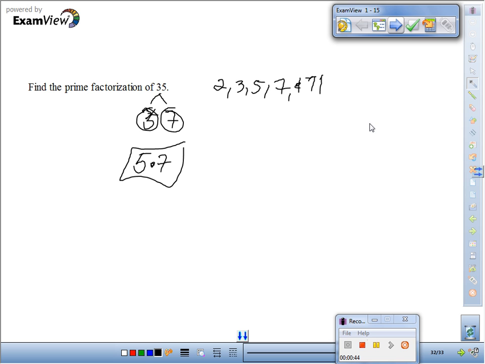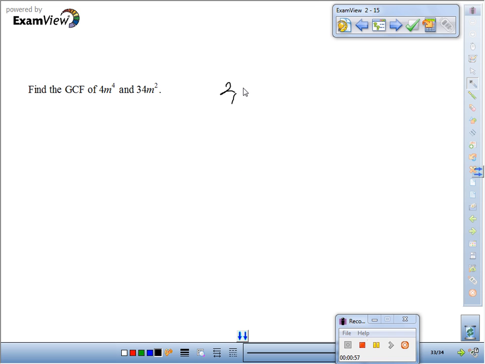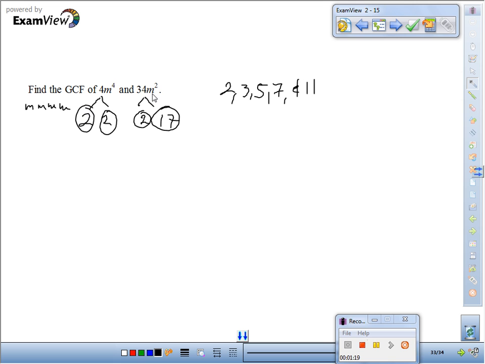Find the GCF of 4m to the 4th and 34m squared. Once again, this one I usually showed you beginning with your first 5 primes. So if I was to get my prime factorization of 4, that's 2 times 2. Prime factorization of 34, that's 2 times 17. And m to the 4th could be factored out as m times m times m times m. M to the 2nd could be factored out as m times m. Remember that? And then if we did this using the Venn diagram.